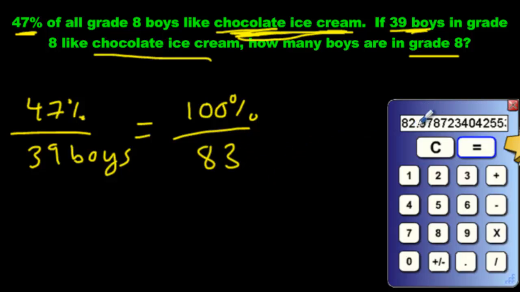Now, technically, you want to keep it at 82 because you can't have 9/10 of a boy unless they're missing a body part or something. So really, we're just going to say 82 would be more reasonable, but we'll just round it to 83.